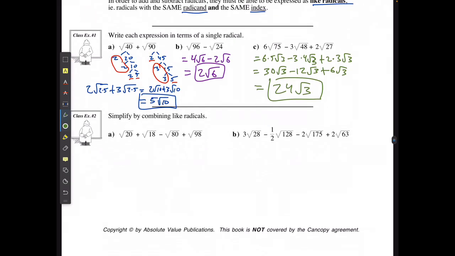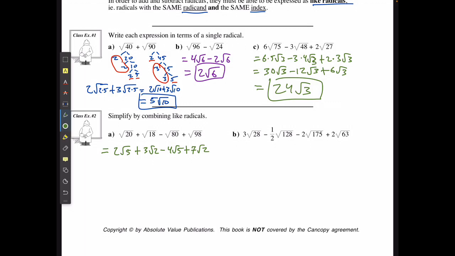Now, even though I'm simplifying, it doesn't mean that they're always going to be like radicals. So, if I simplify the square root of 20, which we've done enough times before, it is going to be the same as 2 root 5. Square root of 18 is going to be 3 root 2. Square root of 80 is going to be 4 root 5. And the square root of 98 is going to be 7 root 2.